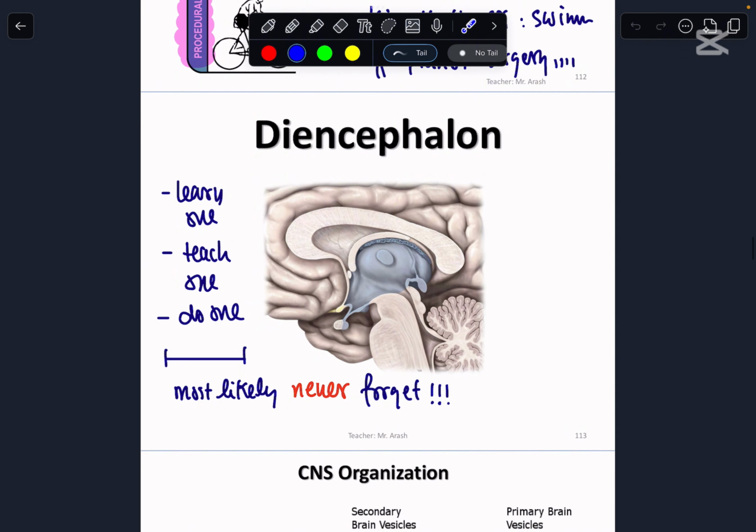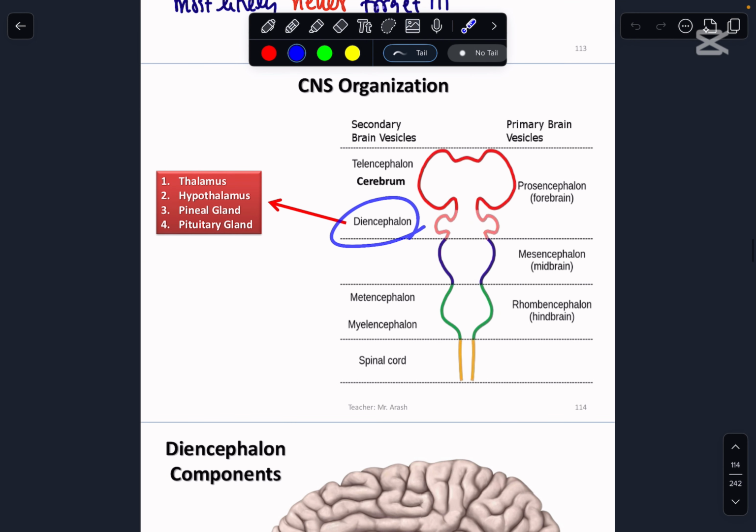All right, so now we're going to talk about diencephalon. Okay, so diencephalon, as you can see here, it's a bit lower than the top brain, which was cerebrum, aka telencephalon, but it's still part of the forebrain. And we divide diencephalon into four substructures, which are thalamus, hypothalamus, pineal gland, pituitary gland.